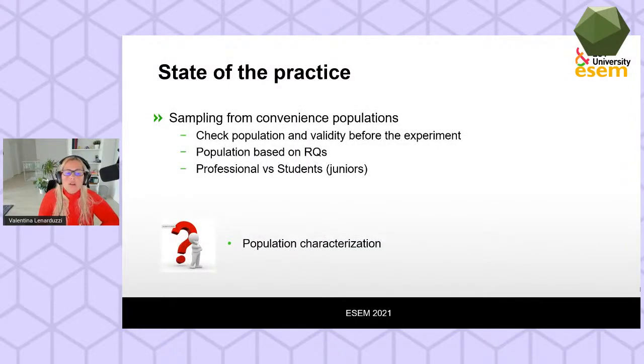The second approach that we identified is sampling for convenience population. And what they suggest in the studies that we investigated is, first, to check the population and validity before running the experiment. Second, the population must be based on the research question that you define in your study. And the last one, which is also the most controversial, is the use of professionals versus students, or professionals versus juniors or freshmen, as you want to call them. And this approach, the sampling for convenience population, also leads to the problem of population characterization.